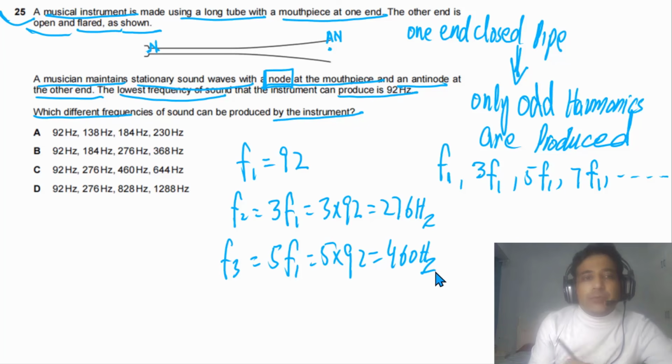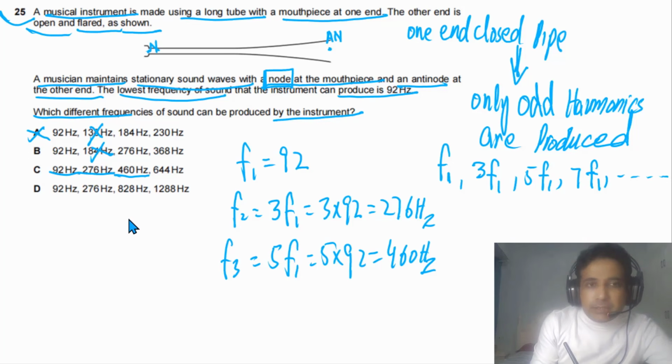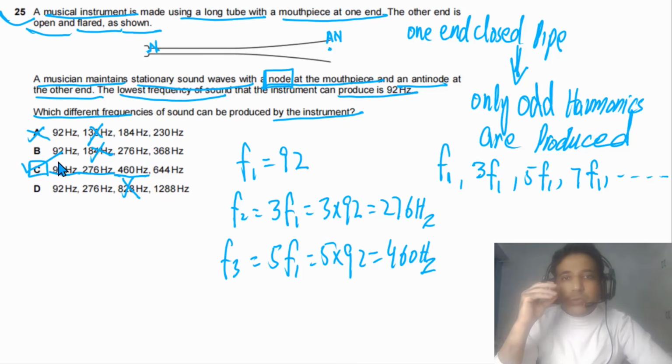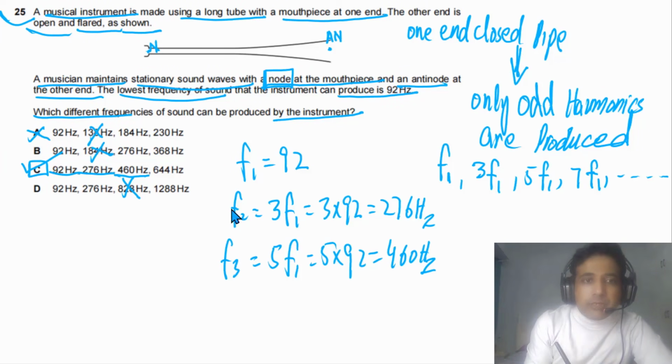So the answer for this question cannot be A because this is not correct, cannot be B, this is incorrect. It can be C because we have 92, 276, 460 Hertz, and the last option is also incorrect. So the answer for this question is C. And this question is a very important one. You need to understand, if it is a one end closed pipe or one end open pipe, only odd harmonics are produced. So this is the first maximum frequency, and this is the second one and third one, and so on.